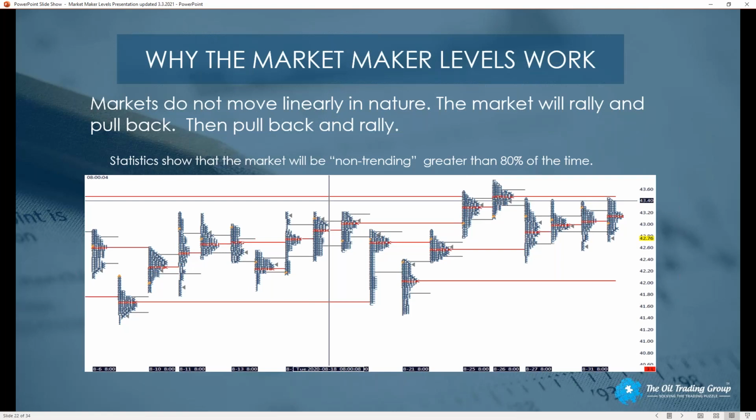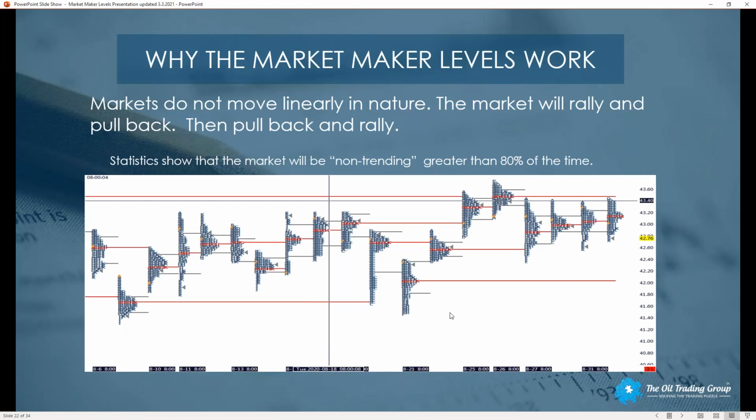So these levels work because, as you know, the market does not move linearly in nature. The market will rally, it will pull back, and then it will pull back and rally. And statistics will show that the market will be non-trending greater than 80% of the time.